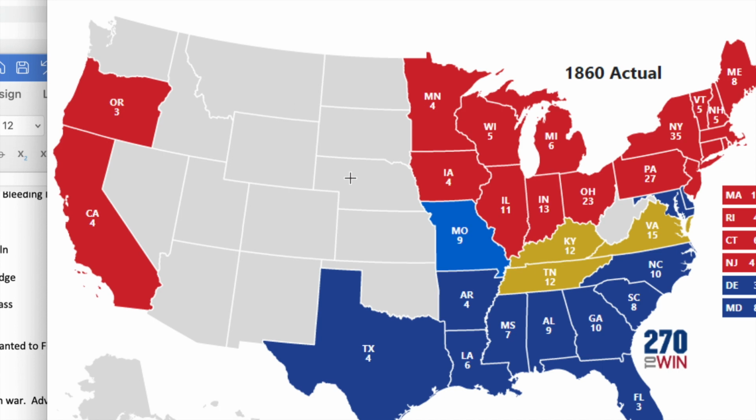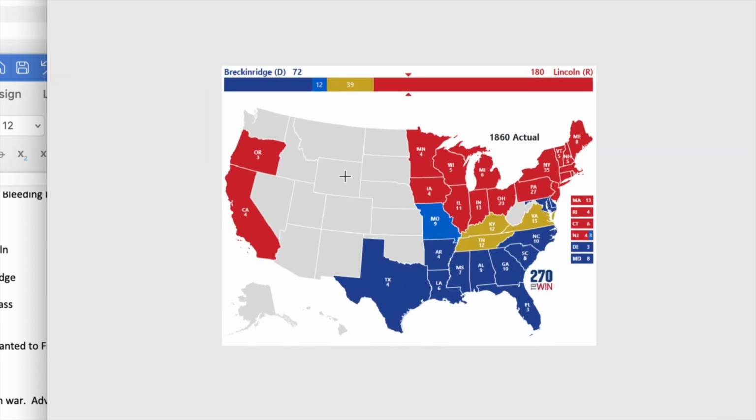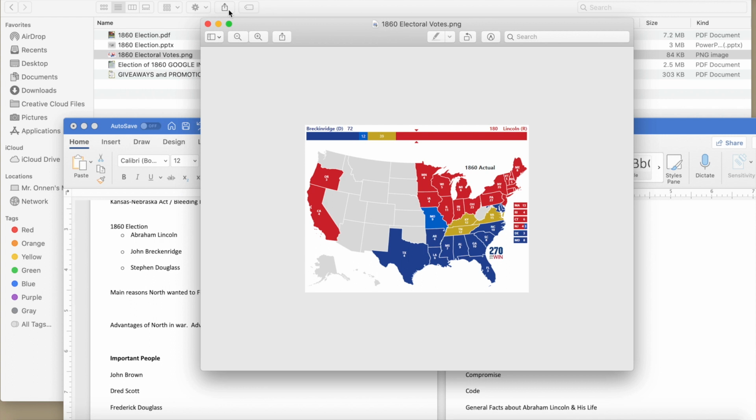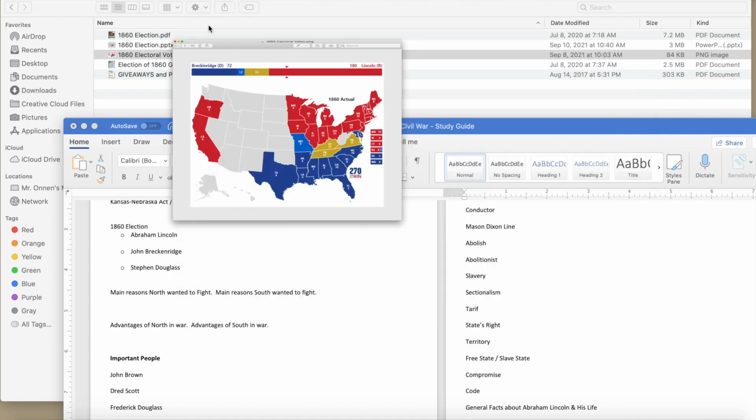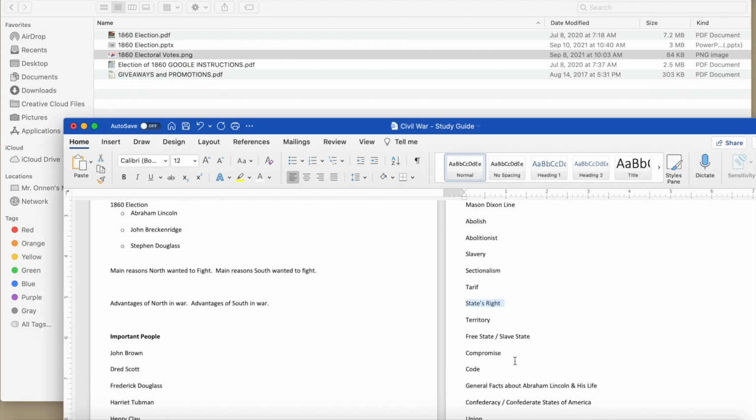The states get representation. They get 2 senators, and then they get people in the House of Representatives, and they get to represent that state. But if you're a territory, then you don't get any representation, but you're just kind of bossed around by the country. The country still owns you, the country still protects you, but you don't get a vote. We still do have some commonwealths and some territories right now in the United States. We don't need to get into that right now, though.